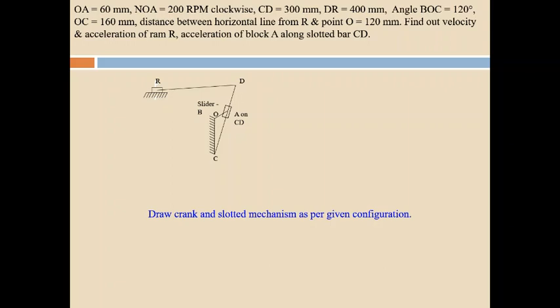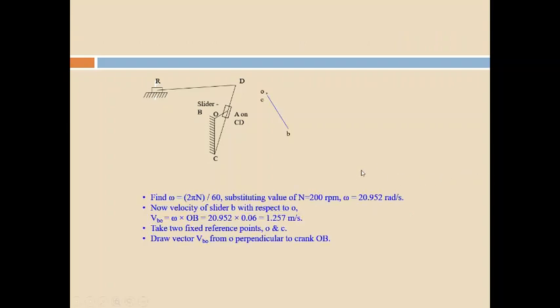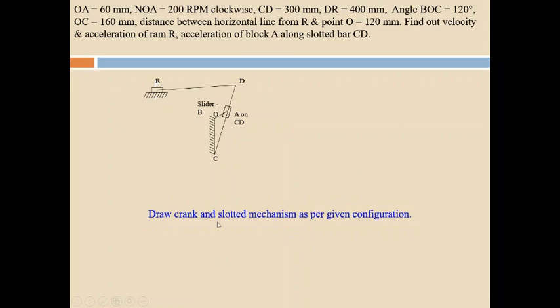Let us read the question. In the question they have given the dimensions. OA is the crank, and the crank length is 60 mm. Then NOA, that is the speed of OA, has been mistakenly mentioned in a different way. The speed is 200 rpm.